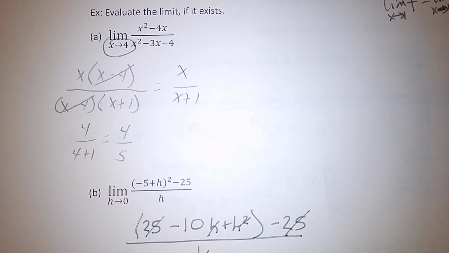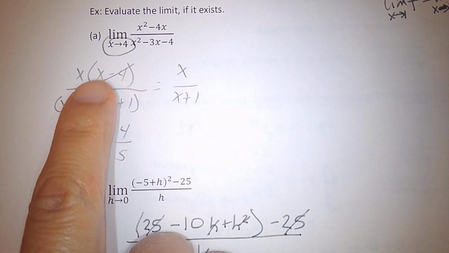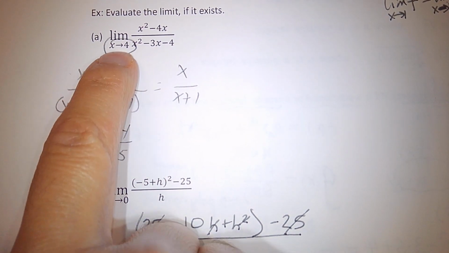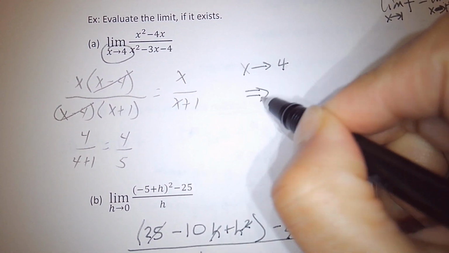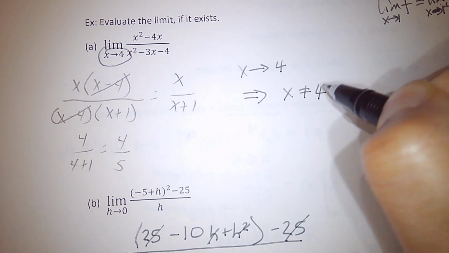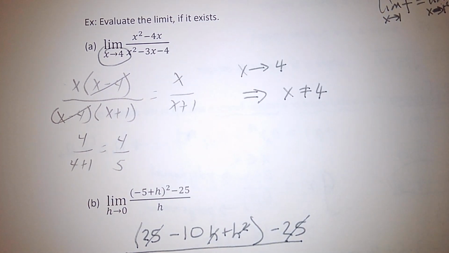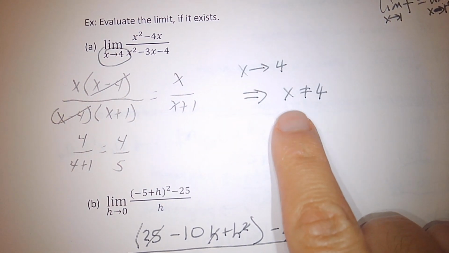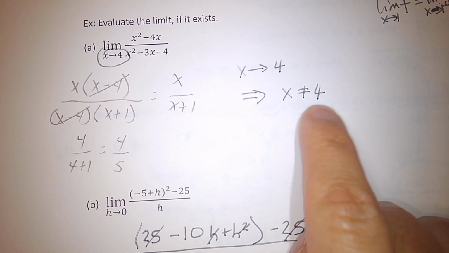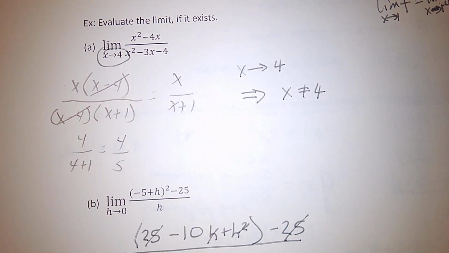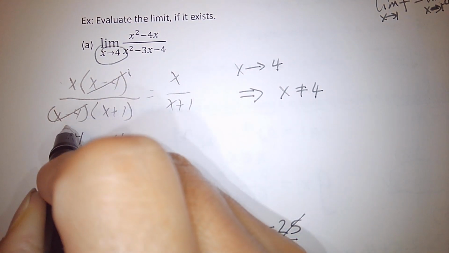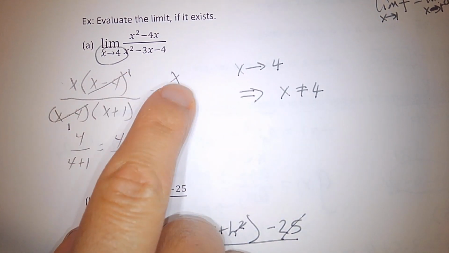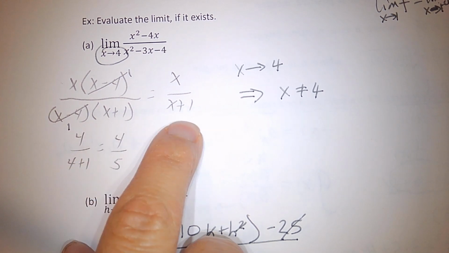X minus 4 cannot be 0. Yes. Why? Because when x approaches 4, it means what? X cannot be 4. Remember, when we talk about approaches from both sides, that means x cannot be 4. If x cannot be 4, x minus 4 cannot be 0. So of course, we could cancel out the x minus 4 from both top and bottom. So that's how we get x times 1 is x, 1 times x plus 1 is x plus 1.